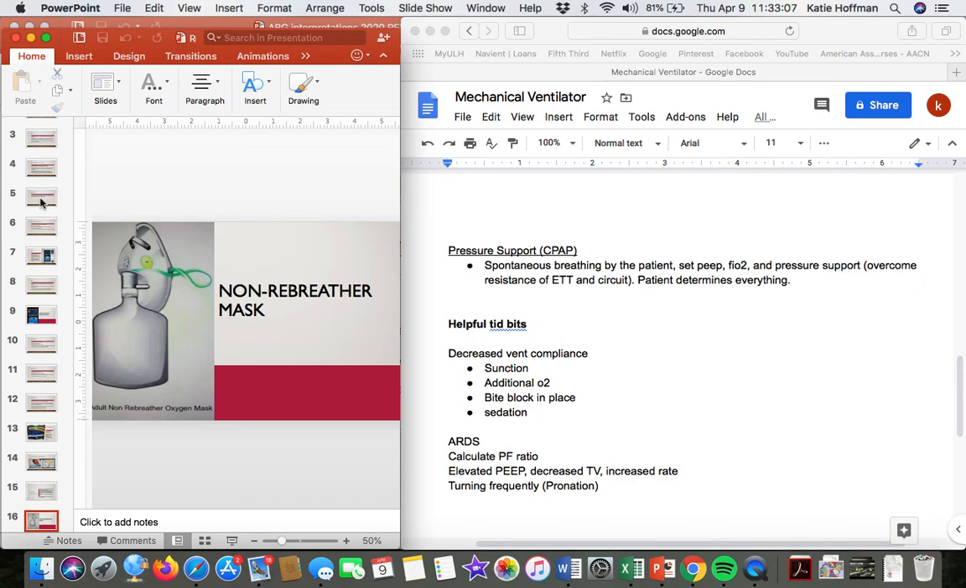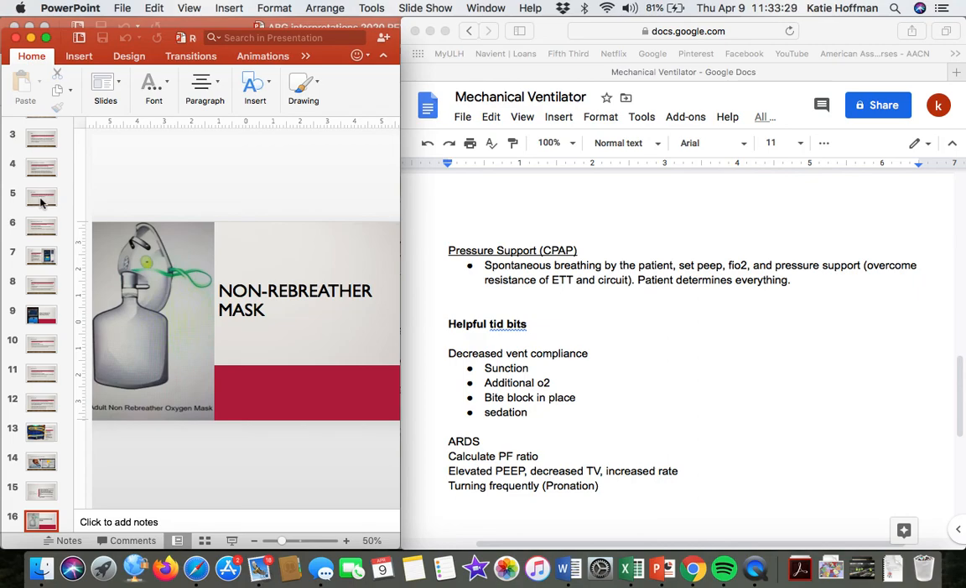You can wean them from a non-rebreather to a different mode of oxygenation, but if they're on a non-rebreather, they're on 15 liters, and basically the next step from a non-rebreather is intubation. You need to keep that bag inflated on the non-rebreather. If the patient is inhaling and that bag is shutting, you need to increase your flow more. That's the main point that I want to say.